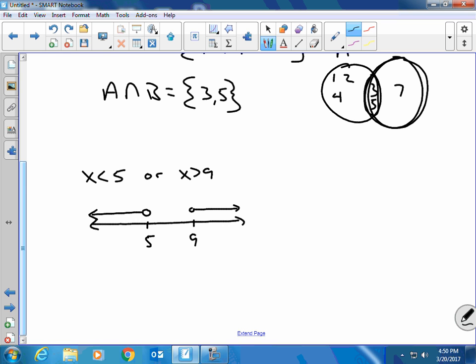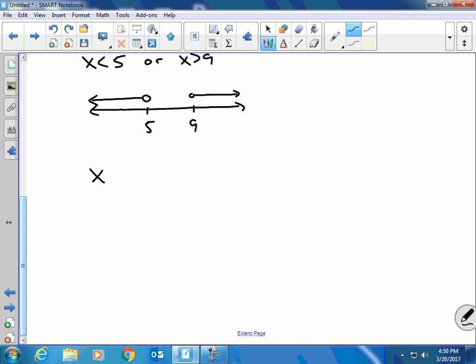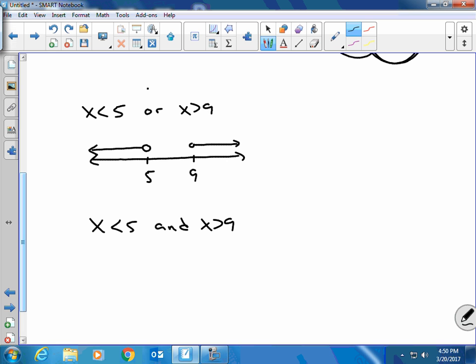Okay? What if I have this? Same one. X is less than 5, and X is greater than 9. Notice this up here is really the union, and this is really the intersection. An OR represents union. It could be in set A, or it could be in set B.